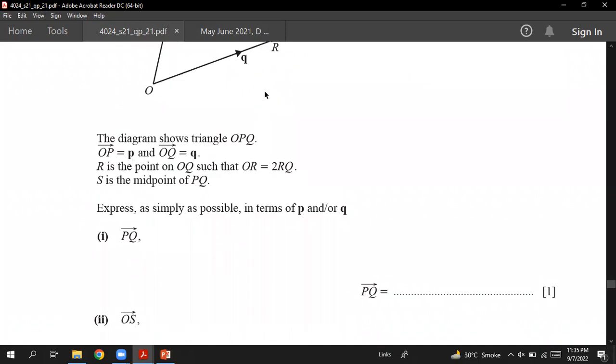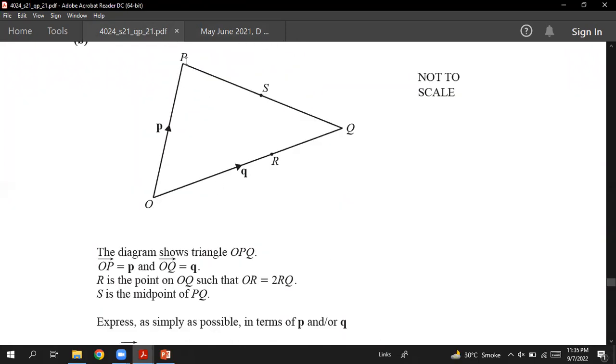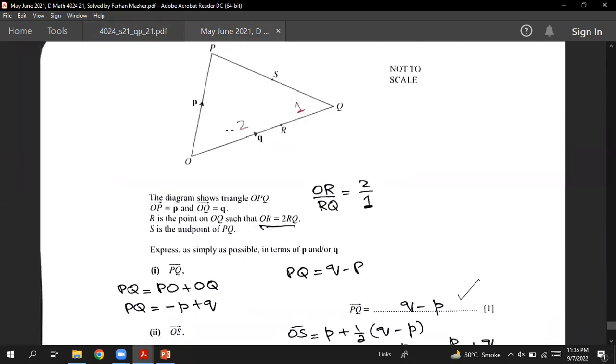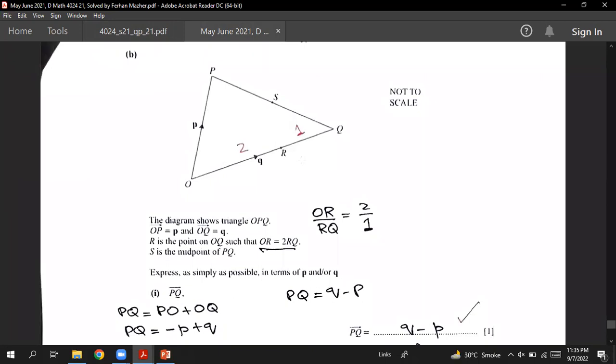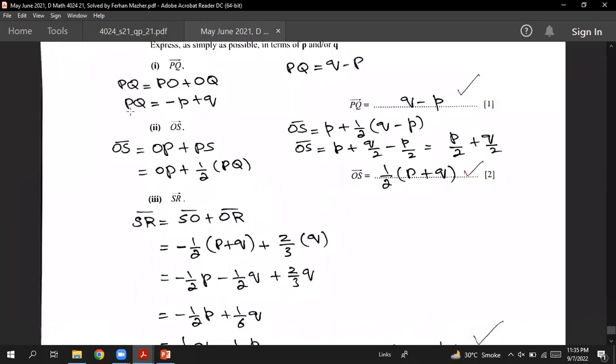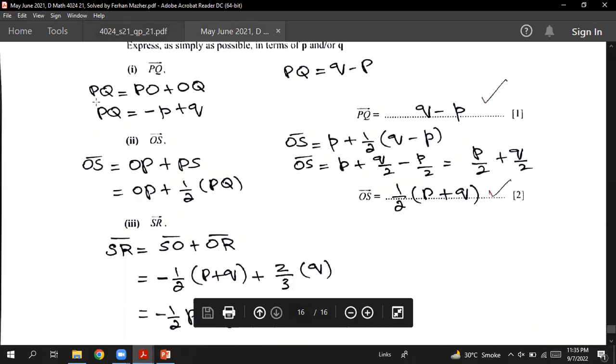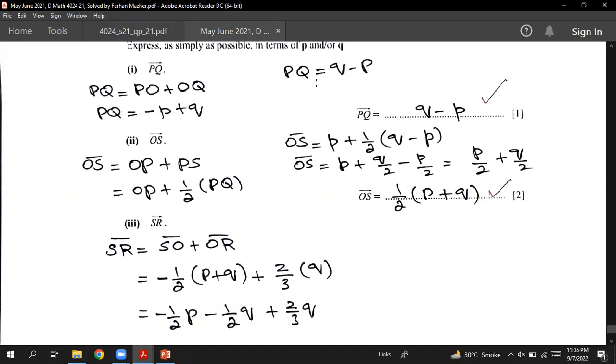The first question is to find the PQ value. The PQ value will be from P go to O, from O go to Q. When you go from P to O, it will be minus P and it will be plus Q. So let me show you. This is the ratio. So the first question, they ask you to find PQ. So PQ will be equal to PO plus OQ. PQ will be minus P plus Q, so PQ will be Q minus P. Q minus P is the answer, sir.